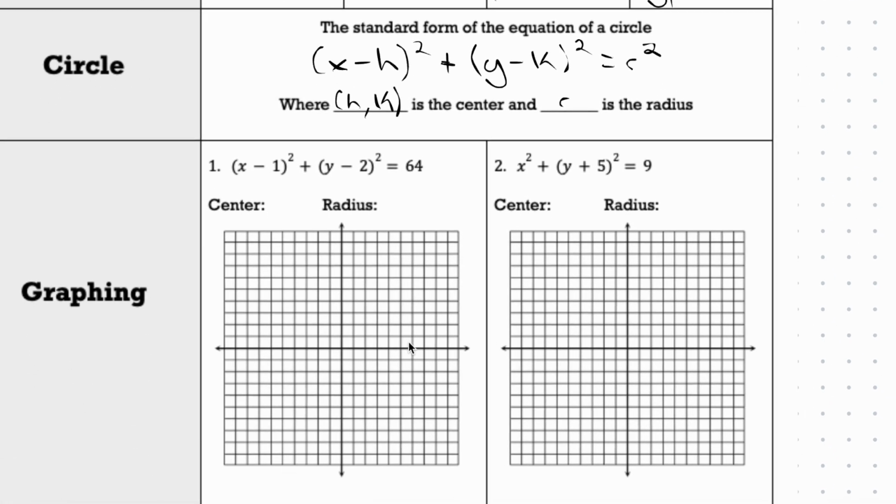Okay, so let's start to graph some of these circles. So what's our center? Well, what's our h value? x minus h. In this case, it's x minus 1, so h is going to be 1.